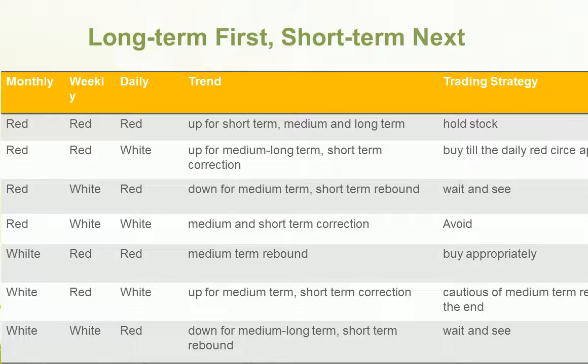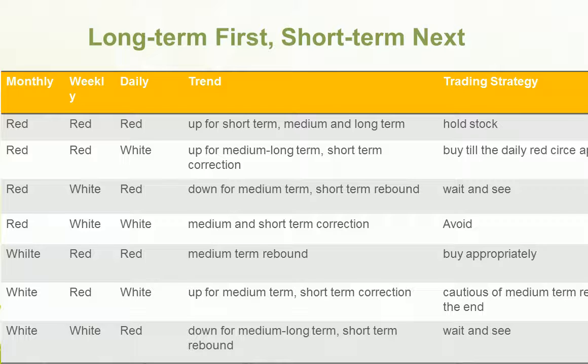Then the next one, the monthly chart is red circle, weekly chart is white circle, daily chart is red circle, down for medium term, short rebound. You can wait and see. Okay. Then this one, the next one, monthly is red circle, then the weekly is white circle, daily is white circle, medium and short term correction, you should avoid. You cannot buy. The next one, the monthly is white circle, weekly is red circle, daily is red circle, medium term rebound. You should buy appropriately.